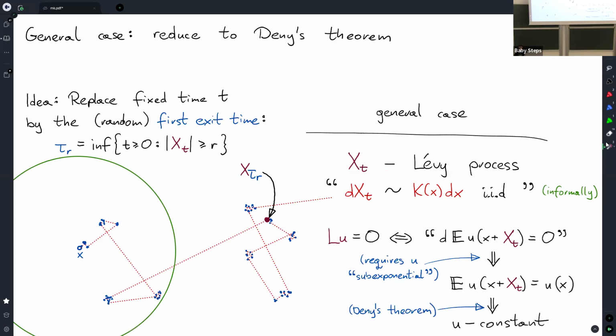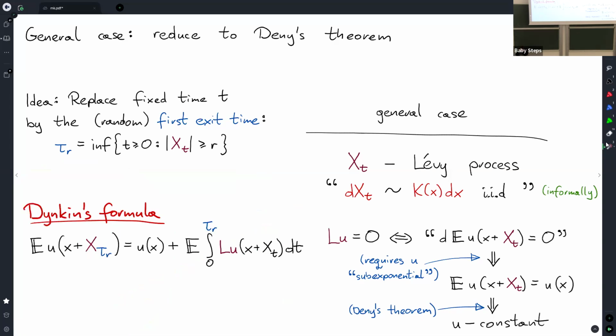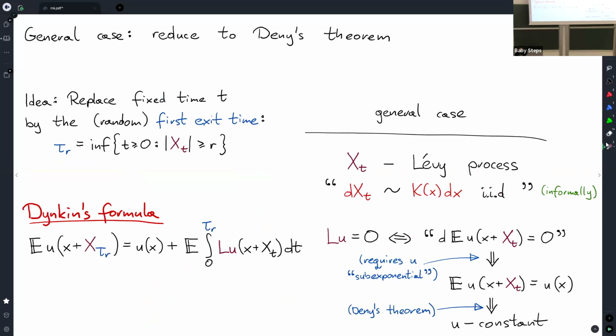That's something very fundamental to what is called probabilistic potential theory. There's a probabilistic approach to potential theory, and the first exit time is a fundamental object in that theory. So you consider the random time, the first time your random process exits a ball of fixed radius, the green ball here. The location of the random process at the first exit time is that purple dot here, in this case. And it turns out that you can use what we call Dynkin's formula to prove the same equation as the one written here, but for the random time.